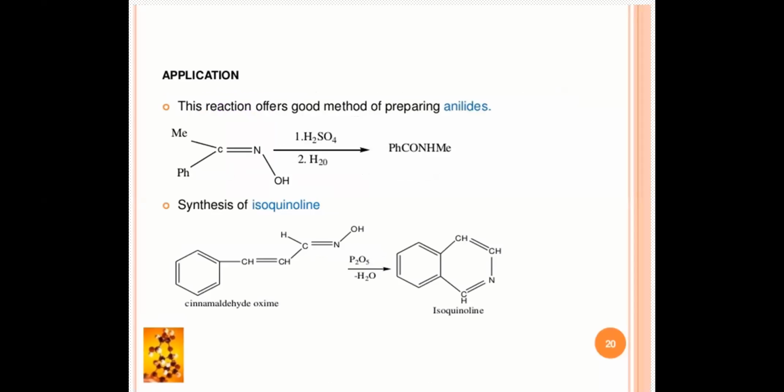So applications. These are used for the preparation of various anilides. Moreover, it is also used for the preparation of isoquinoline. In acidic medium, there is an aryl shift, a 1,2 migration, and you get an isoquinoline.